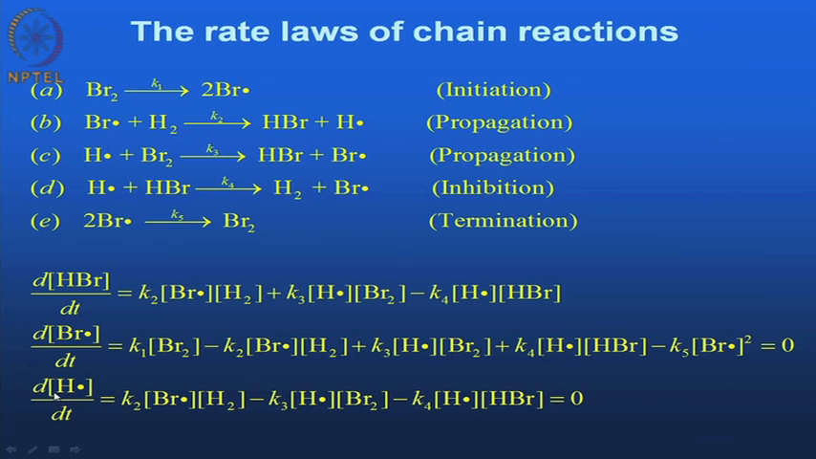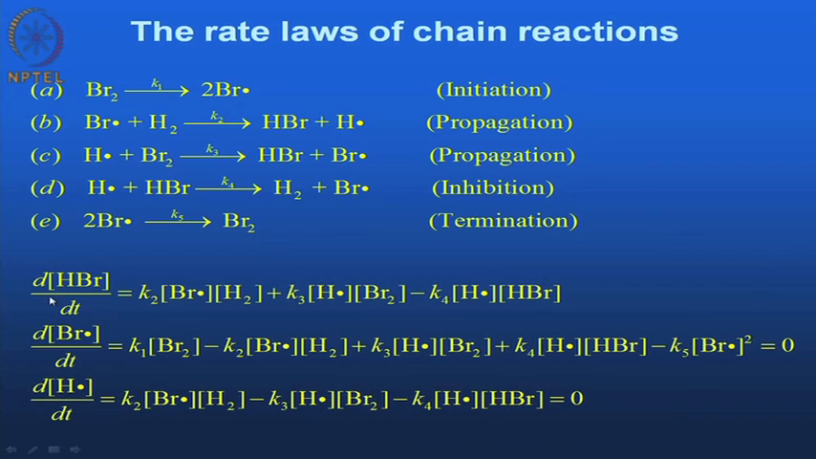In the same way, d/dt of [H•] will have this expression, and you have to put this to 0 in order to have your steady state approximation applicable. Now, the overall rate of production of HBr, because we are interested in finding out the rate law for the production of HBr. So, HBr is our product, H2 plus Br2 producing HBr.